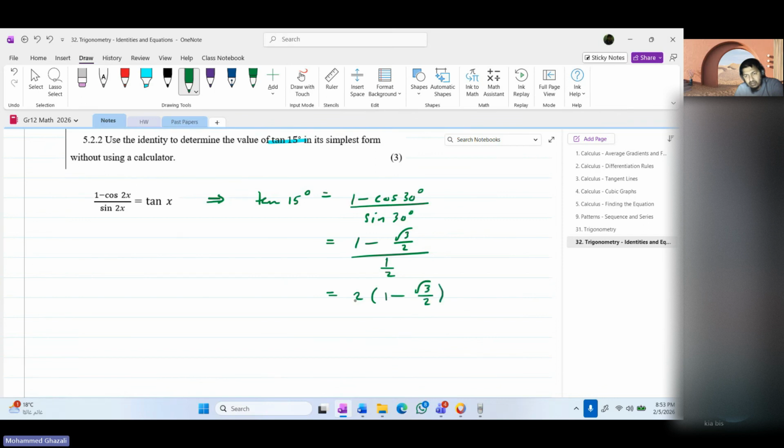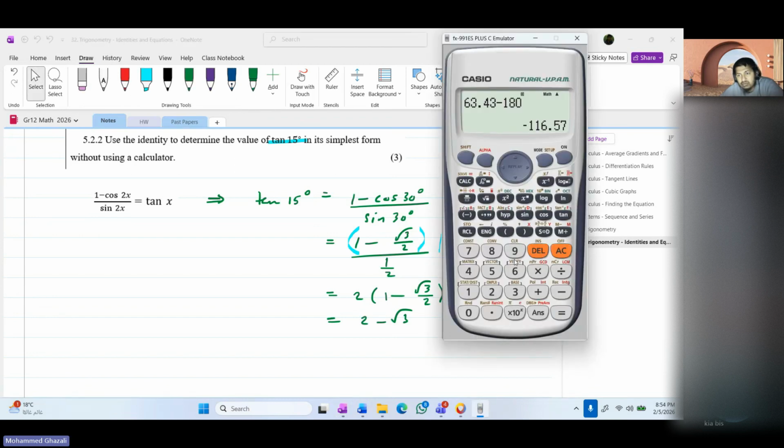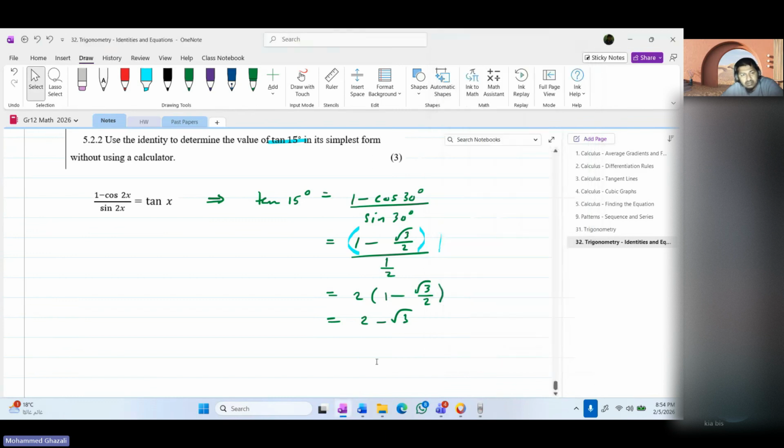I hope you understood how I got a 2 there. Because this is bracketed, it's 1 divided by half, which is 2. You can put the 2 in the front. Now, 2 minus root 3. That's my answer. You can type tan 15 on the calculator and see if you get 2 minus root 3. Yes, I get 2 minus root 3.